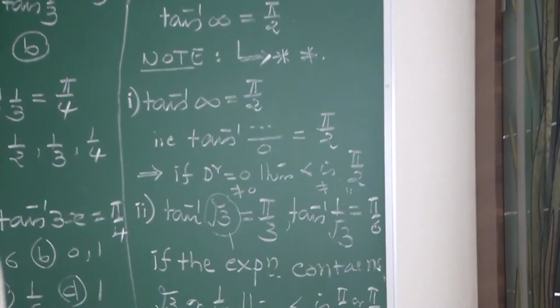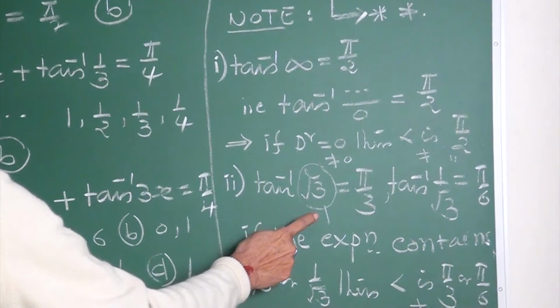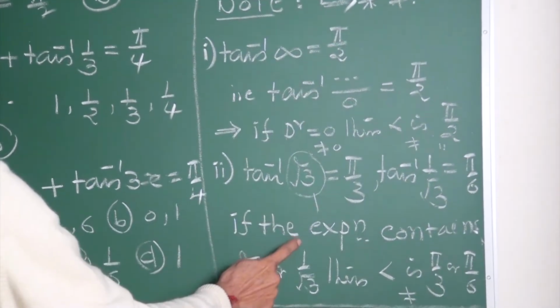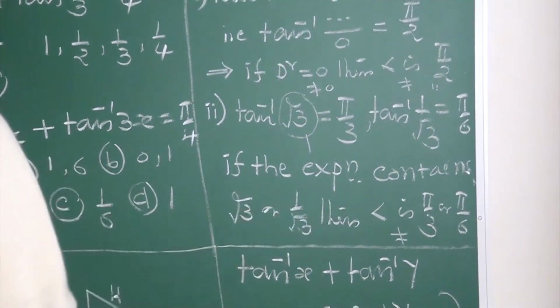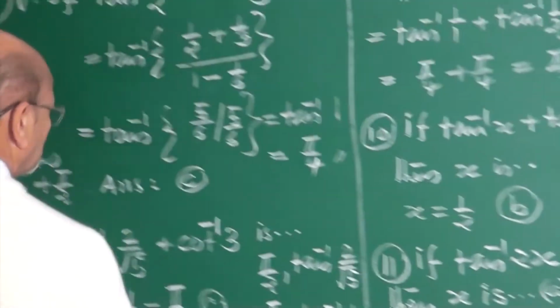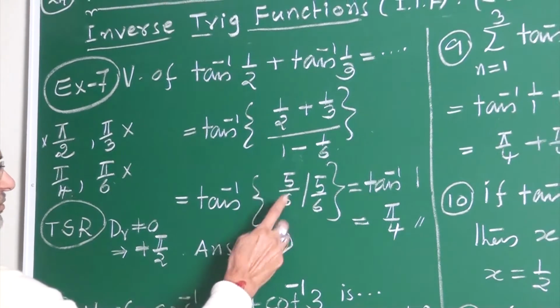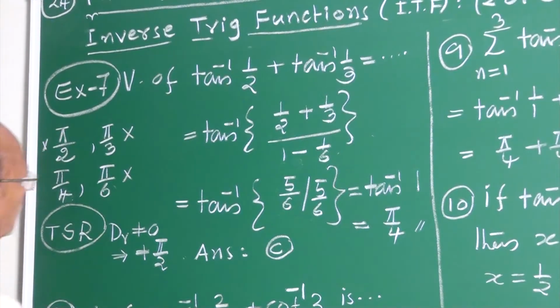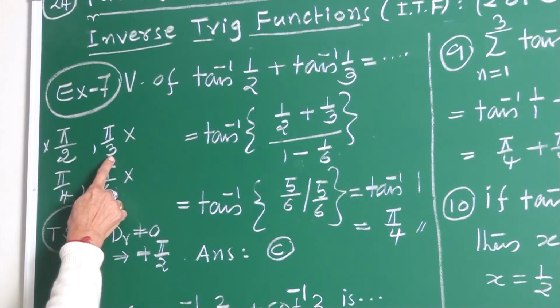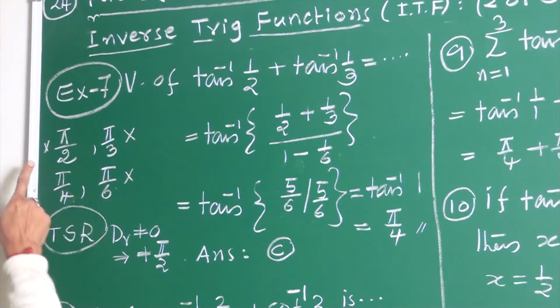Is this expression, tan inverse of this expression, containing root 3 or 1 by root 3? If it does, then the angle will be pi by 3 or pi by 6. There is no smell of root 3 terms. It is free from root 3. Free from root 3 means what? No chance of having the angle as pi by 3 or pi by 6. No chance.